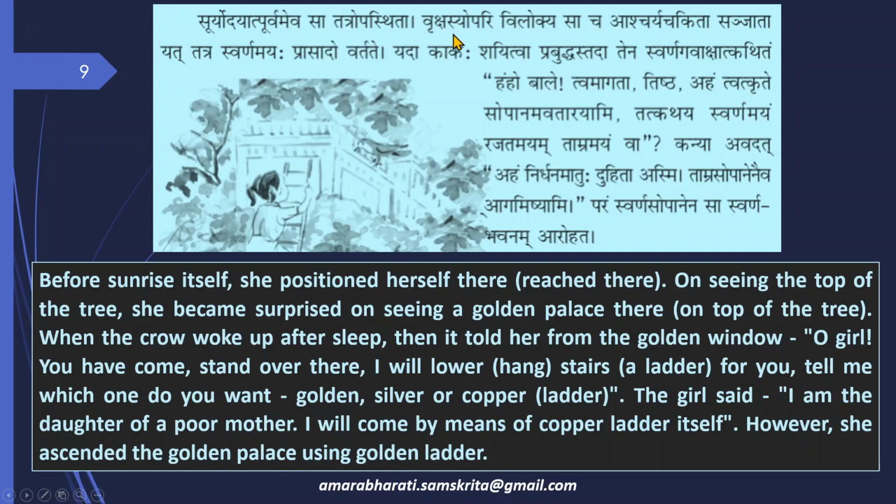Vrikshasyopari Vilokya. Vrikshasya upari vilokya. Sa ascharya chakita sanjata. On seeing the top of the tree, she became surprised. On seeing what? Yat tatra swarnamayah prasado vartate. On seeing a golden palace there on top of the tree. Swarnamaya is golden, Prasadah is a palace.